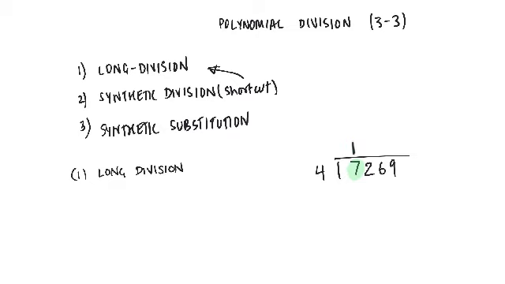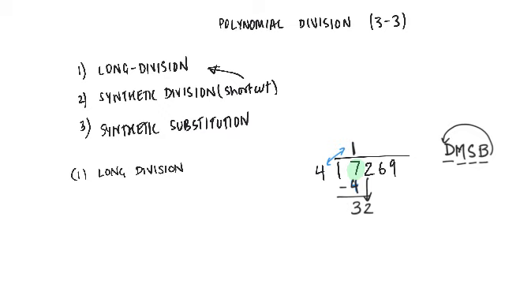We call that step that I just did the divide step. Then I say 4 times 1 is 4, and I multiply 4 times 1 and put 4 there. That's called the multiply step. Then I subtract 7 minus 4, I get 3. That's my subtract step. And then I bring down the next digit, so I bring down the 2. And that's called the bring down step. So divide, multiply, subtract, bring down, and then repeat.